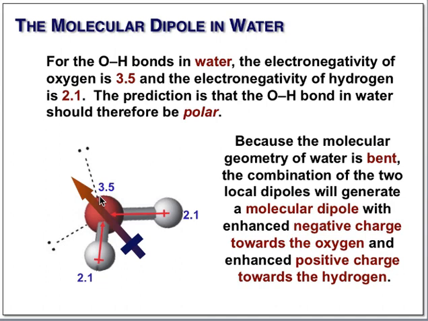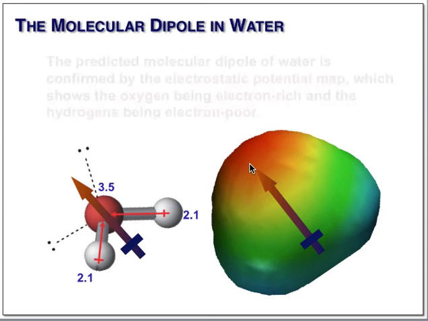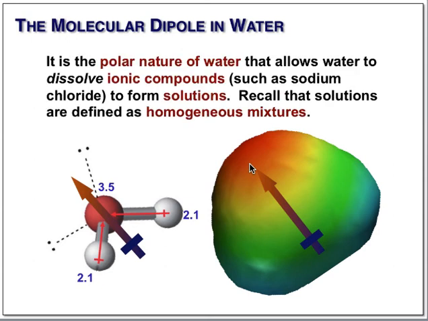We can show this in an electrostatic potential map that looks like this. And again, this is our positive end, and this is our negative end. Now, this polar nature of water is what's going to allow water to dissolve things like ionic compounds. We're going to form solutions. Remember, these are homogeneous mixtures.